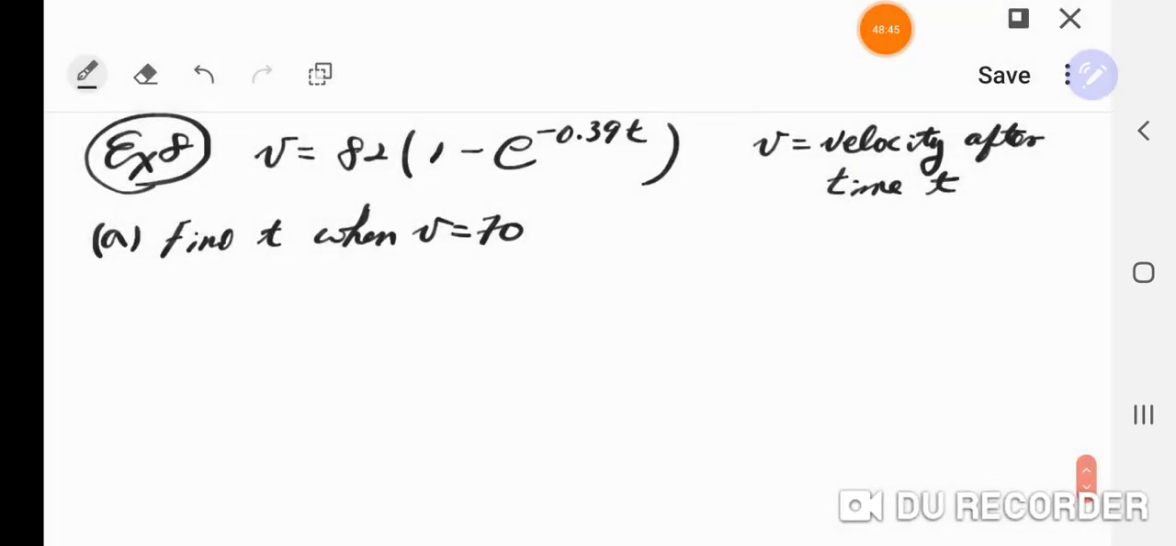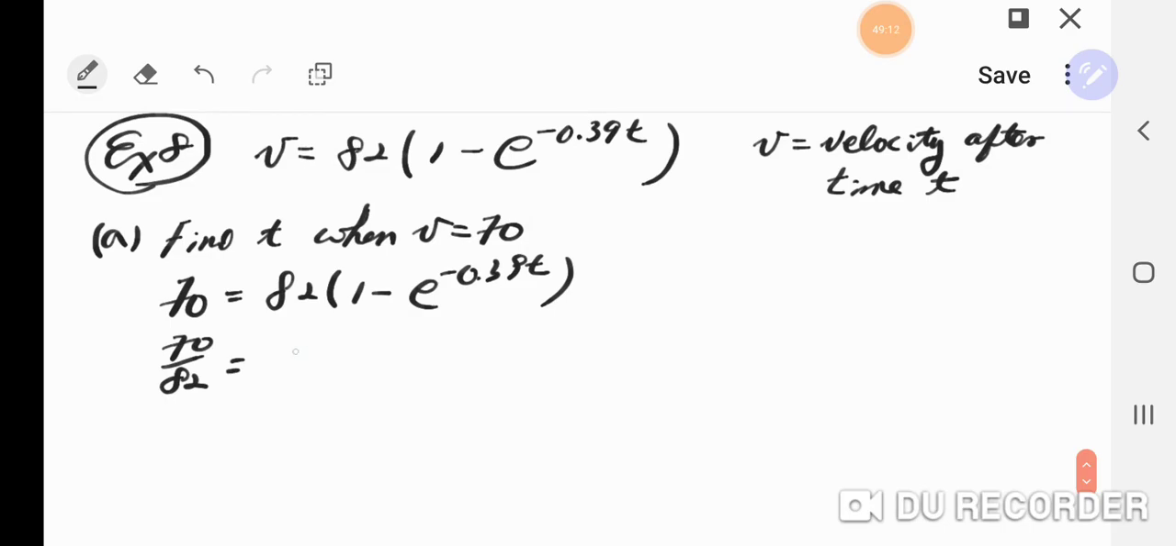In this exercise, example 8, let's find the time t when the velocity is given, 70. So just plug in 70 for the velocity, and let's find the t value from this equation. First of all, we have to divide each side by 82. So 70 over 82 is equal to 1 minus e to the negative 0.39t. And then, move 1 to the left. So, subtract 1 from each side.